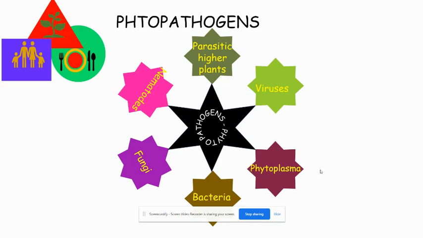These phytopathogens are members of parasitic higher plants, nematodes. They can be members of fungi or they are representatives of bacteria. Sometimes they are phytoplasmas and there are also viruses which can cause diseases in plants.